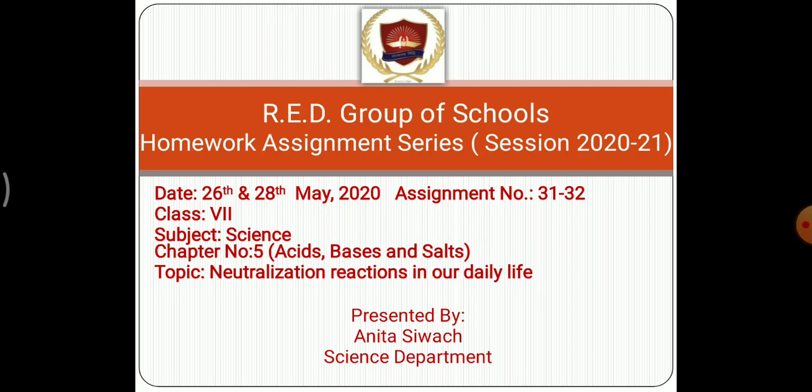As you know, yesterday we did the topic of natural indicator, China rose, and then we studied about acid rain, its causes and what its effect on the environment is. So today we will continue from there. Today we will study about the neutralization reaction and how this reaction occurs in our day-to-day life also.